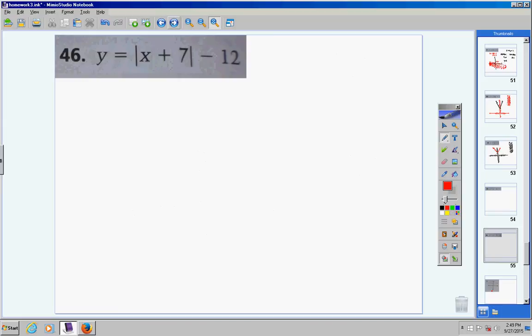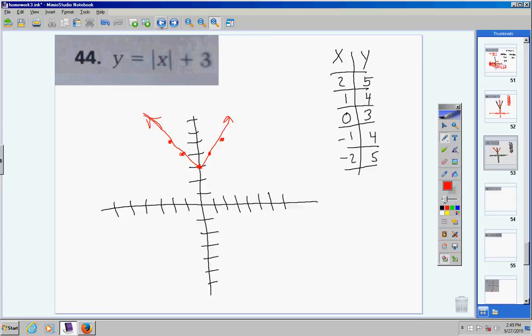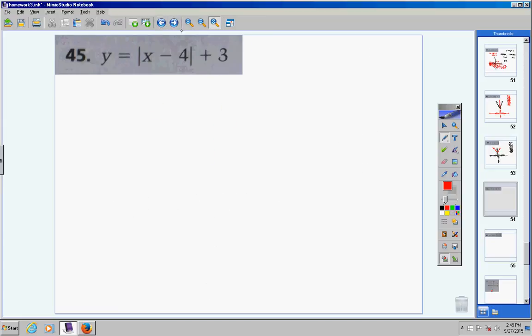45 and 46, still done the same way. And here we go. Alright, number 45. We do have an absolute value equation. So we're going to take the inside of the absolute value, and we're going to set it equal to 0 and solve to help us get the vertex. Bring the 4 over and make it a positive 4. So now I have the middle x value on my table of values. So I'm going to put a 4 right here.